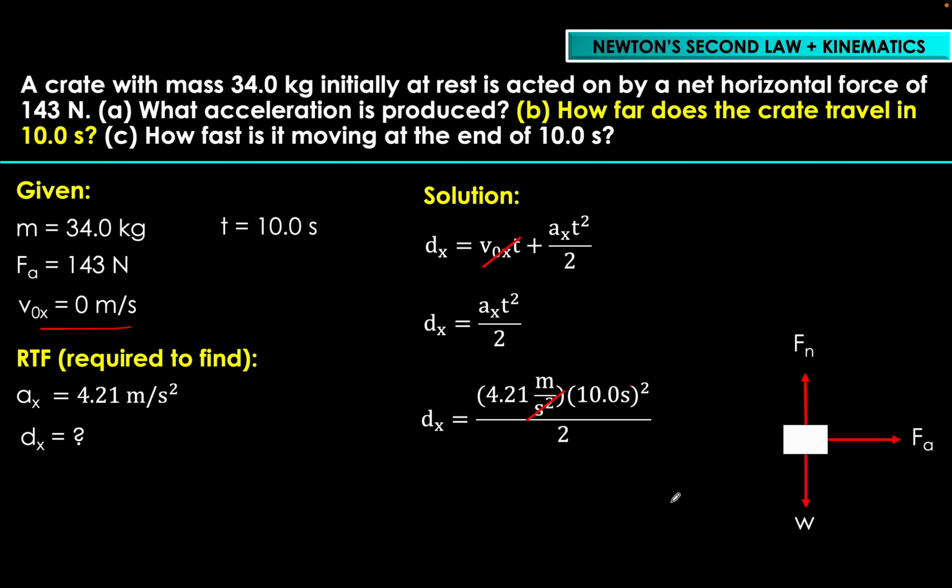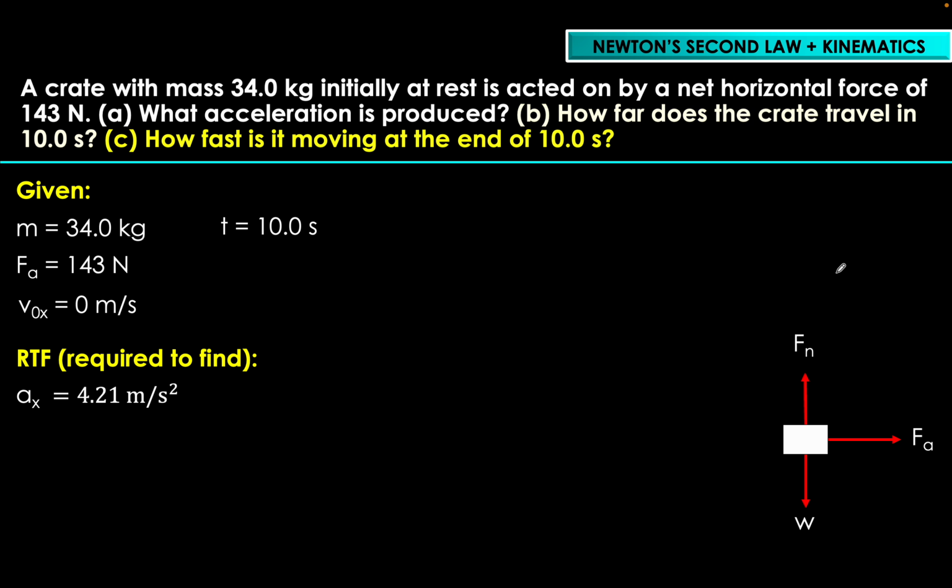That's it. So you can cancel s squared in here. You will be left with meter as your unit. So the final answer for horizontal displacement is 211 meters, which is reasonable considering how far the crate has been pushed in 10.0 seconds. Okay, now let's proceed to letter C. How fast is it moving at the end of 10.0 seconds?